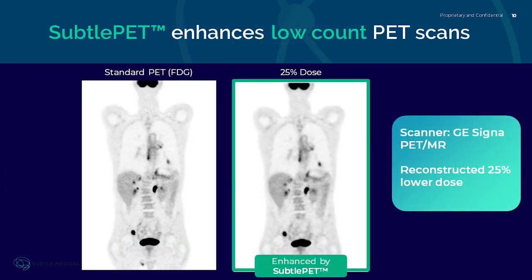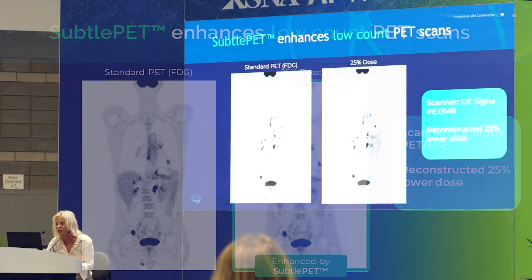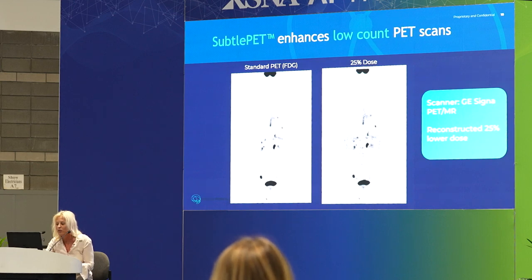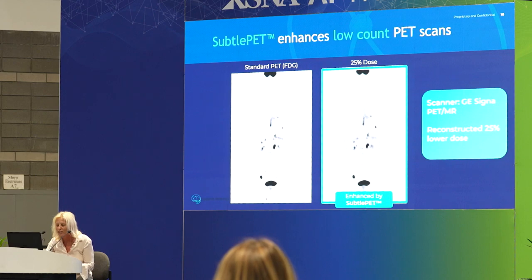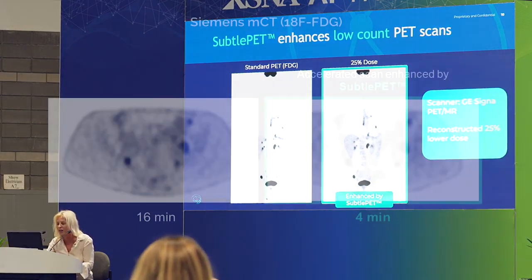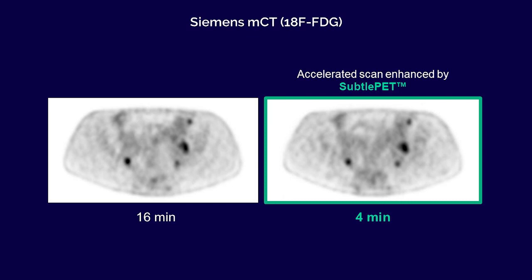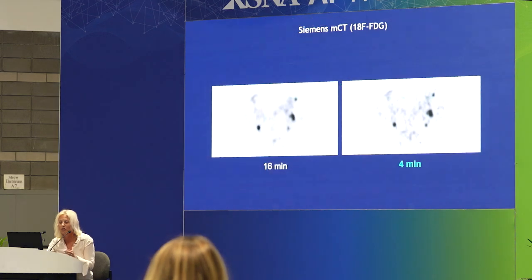Subtle PET also enhances low-count PET scans. So low-count scans, we call it a low-count scan if you reduce the radiotracer dose or you acquire the images faster. So if you look here at this 25% reduced dose image on the right-hand side, if you enhance that with Subtle PET, hopefully you can see that that noisy image sort of transformed into that higher image quality. And I'm going to show you some different examples of PET, so with using different radio tracers and different vendors.